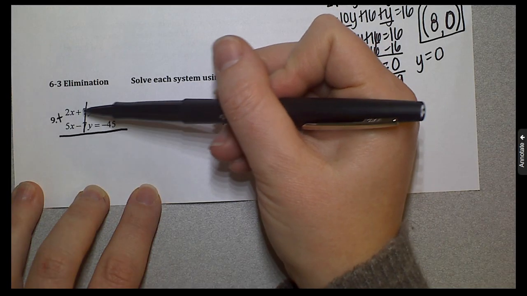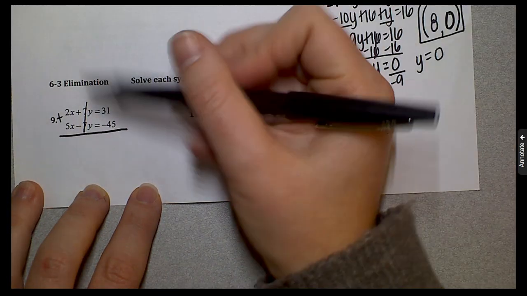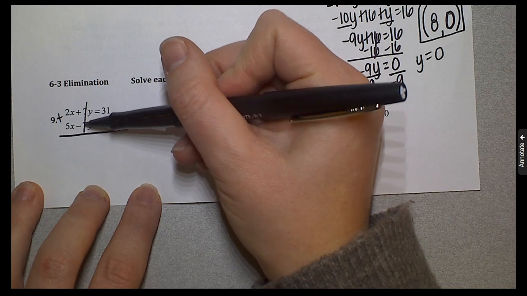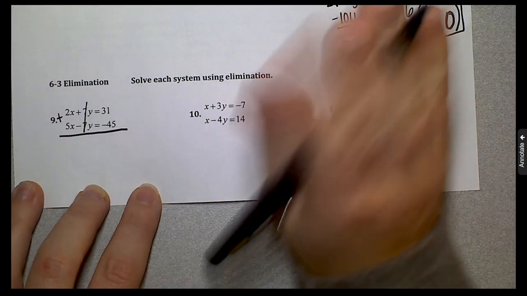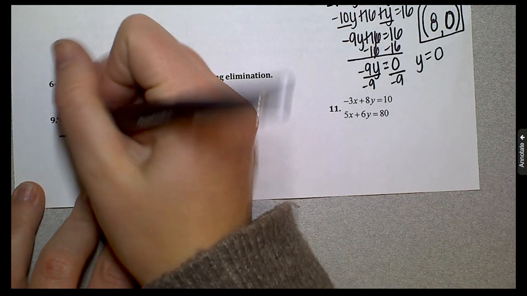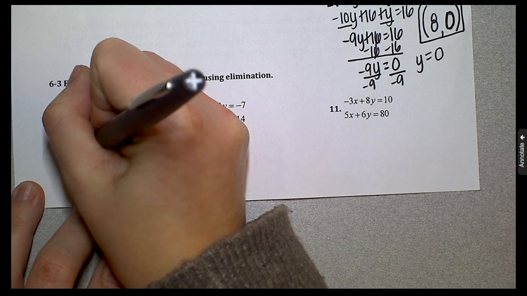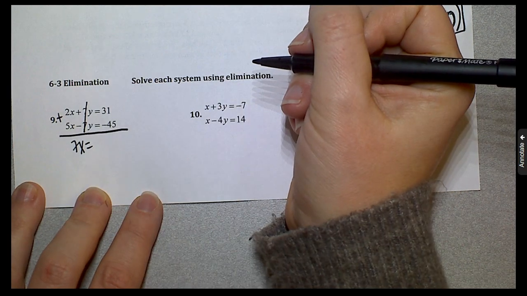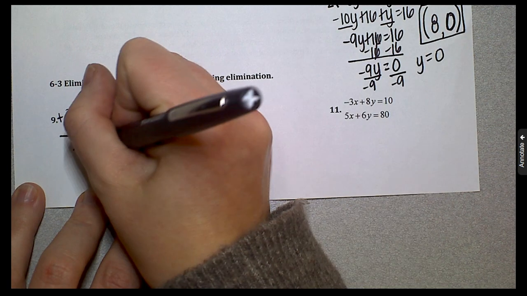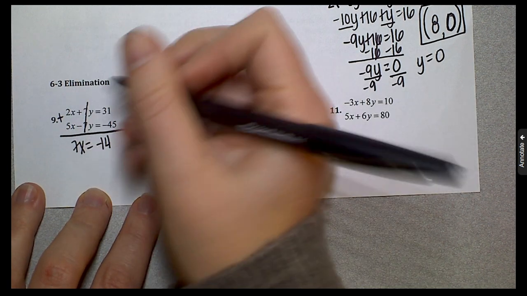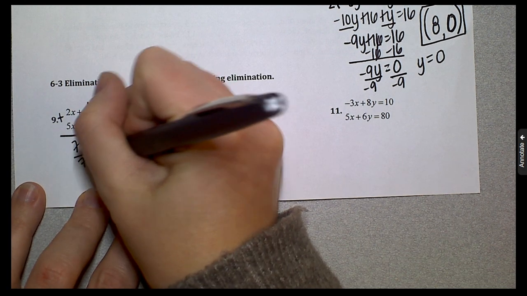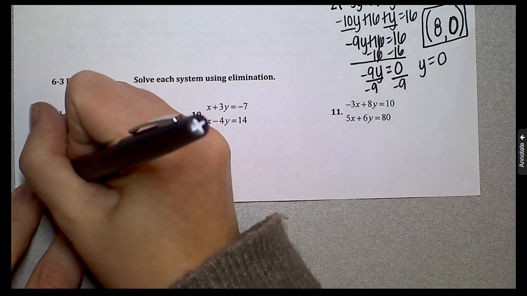Just a reminder, to eliminate, which we'll have to do in a few minutes, the coefficients are the same and the signs are opposite. So you want the same number, opposite signs. If that doesn't happen, we'll have to make it happen. But we basically just add everything. Okay, that's not bad. 7x equals, what's 31 minus 45? Negative 14. With elimination, the first step is super quick. One step, we're good. X equals negative 2.